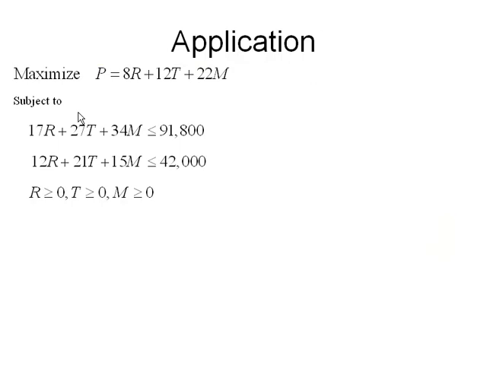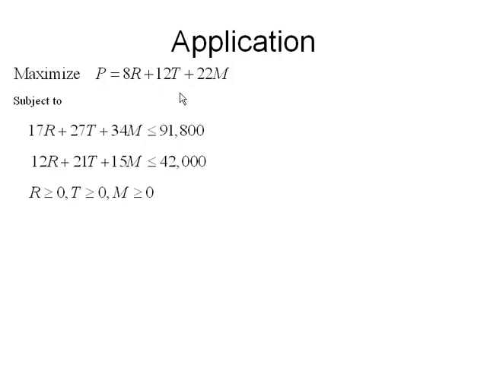Here's my linear programming problem. Maximize P equals 8R plus 12T plus 22M. Subject to the constraints, 17R plus 27T plus 34M is less than or equal to 91,800. And also to the constraint, 12R plus 21T plus 15M is less than or equal to 42,000. And then I know each of my variables are non-negative. You'll notice that this fits into the standard maximization problem because my constraints are less than or equal to a non-negative number. We have the non-negativity constraints, and we're trying to maximize the objective function.